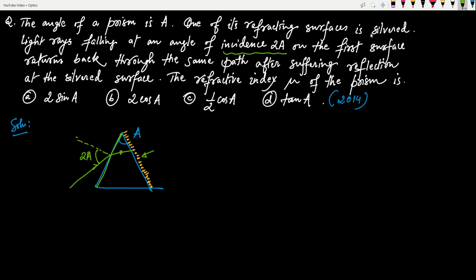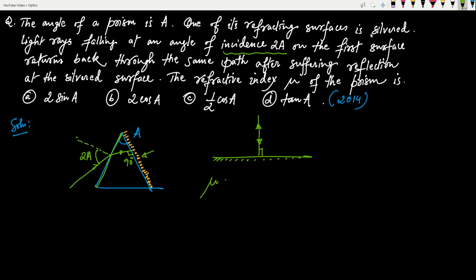Now here is the thing: if this is a plane mirror, whenever light falls at 90 degrees on the surface, the light ray retraces its path. Therefore we can understand from the language that the ray is incident normally on the second surface, isn't it? So we know that this is actually 90 degrees. Therefore, how do we find the refractive index?